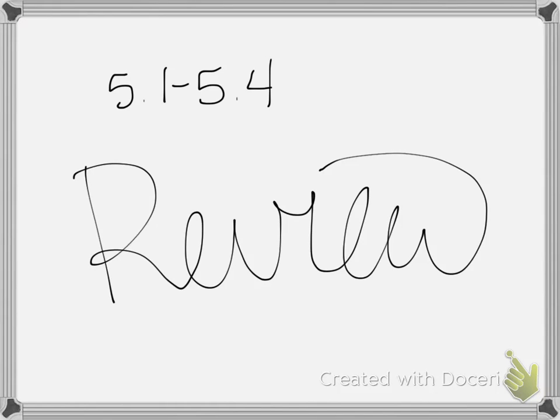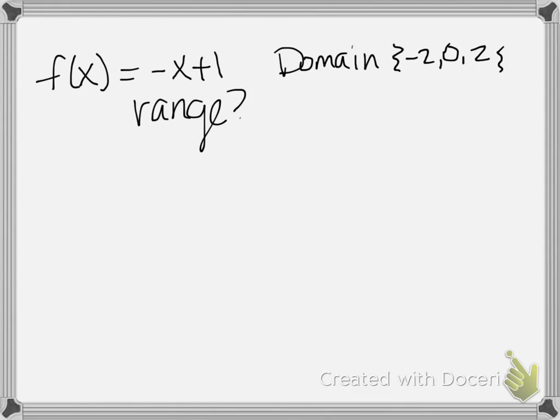So this is going to be the first review, 5.1 to 5.4, so it's going to be functions, slope-intercept form, point-slope form, and stuff like that. So if f of x equals negative x plus 1, my domain is negative 2, 0, and 2. So domain is always my x values, so I have 3 different x values.